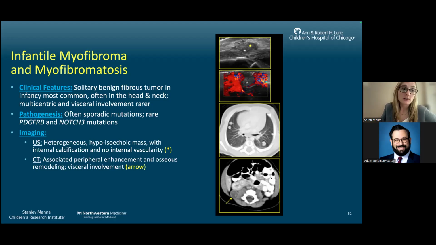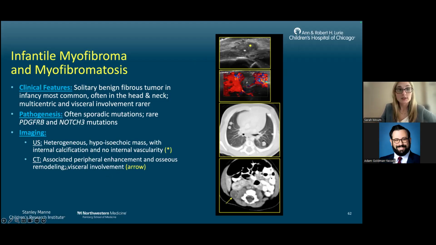So more coming down the pipeline related to that. In terms of imaging findings on ultrasound, infantile myofibroma should look heterogeneous, hypo to isoechoic in echogenicity. Often internal calcification is commonly seen, and there shouldn't be any internal vascularity. So this is a common, nice imaging appearance for what you would expect to see. We see the calcification here, a slightly hypoechoic mass, and then no vascularity.